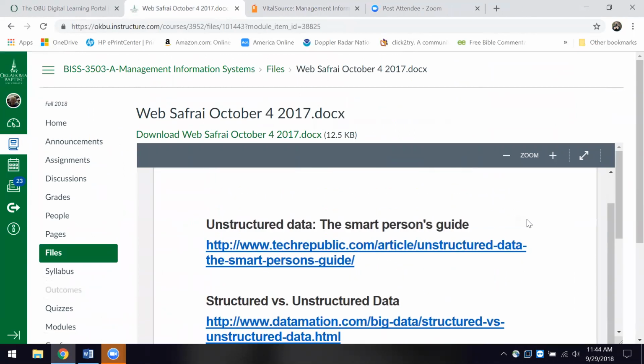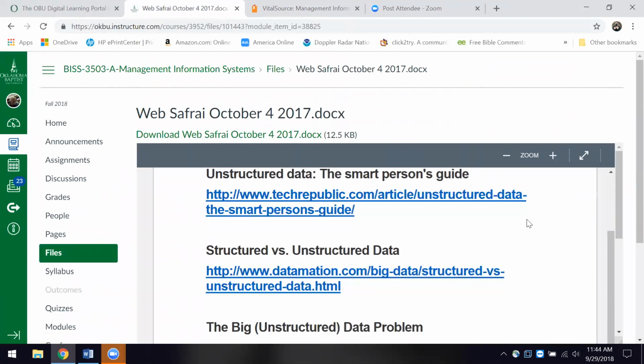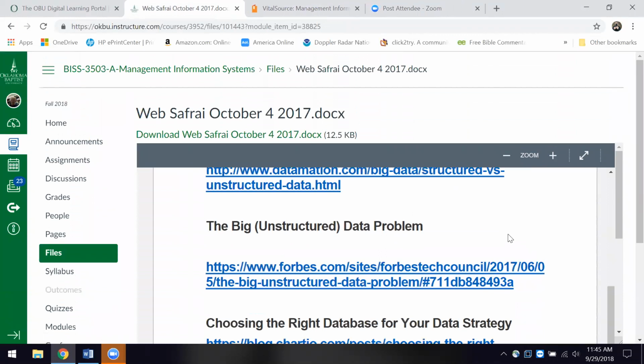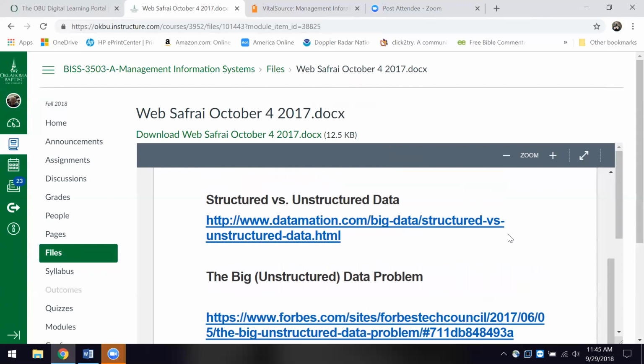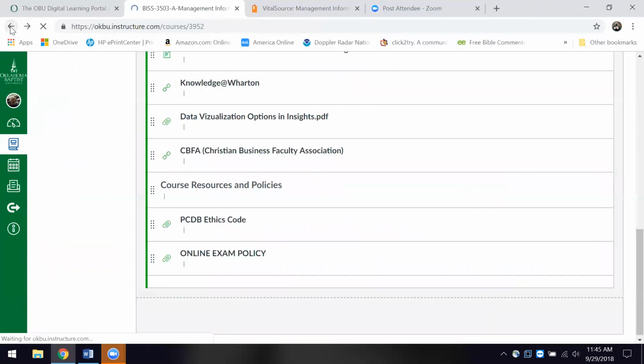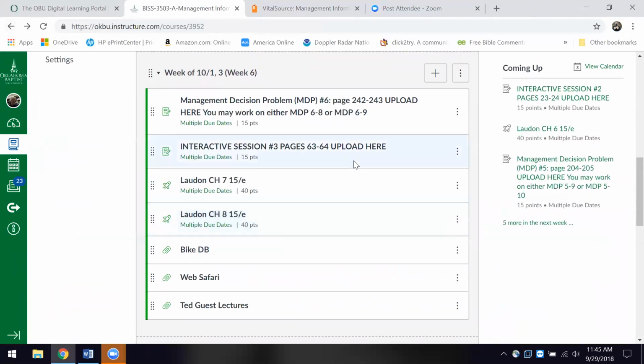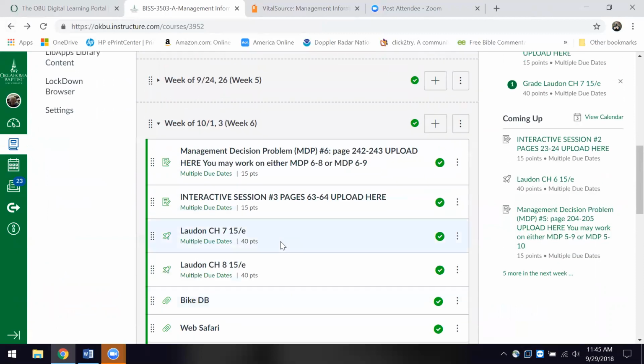Again, my expectation is you're going to be looking at this stuff because it's going to give you some additional insights that you don't necessarily get from the text. And as you've heard me talking about structured and unstructured data and the big data problem, here are some articles that deal with that. Okay? And I'm trying to remember what we use BikeDB for, but it's something. And I'm going to go back to this management decision problem.